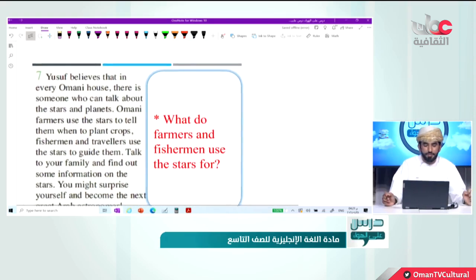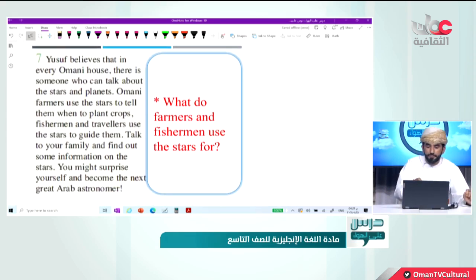Yes, Yusuf believes that every Omani house. What do farmers and fishermen use the stars for? Sorry for being very quick here. Yes. So what is the strategy, what did we say first? What is the reading strategy that we have to apply? Very nice. Look at the last phrase. The stars fall. Right. Now in this question, I made it myself, and to be honest, I did it for a purpose. If you look at this phrase, the stars fall, we cannot find it.